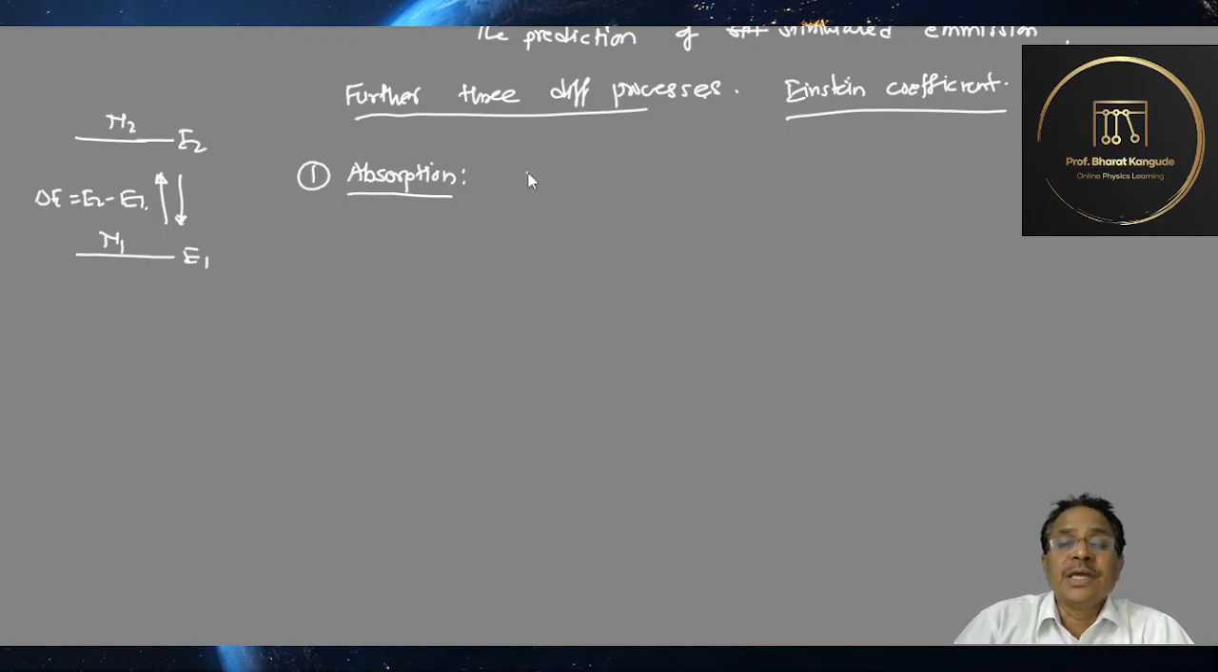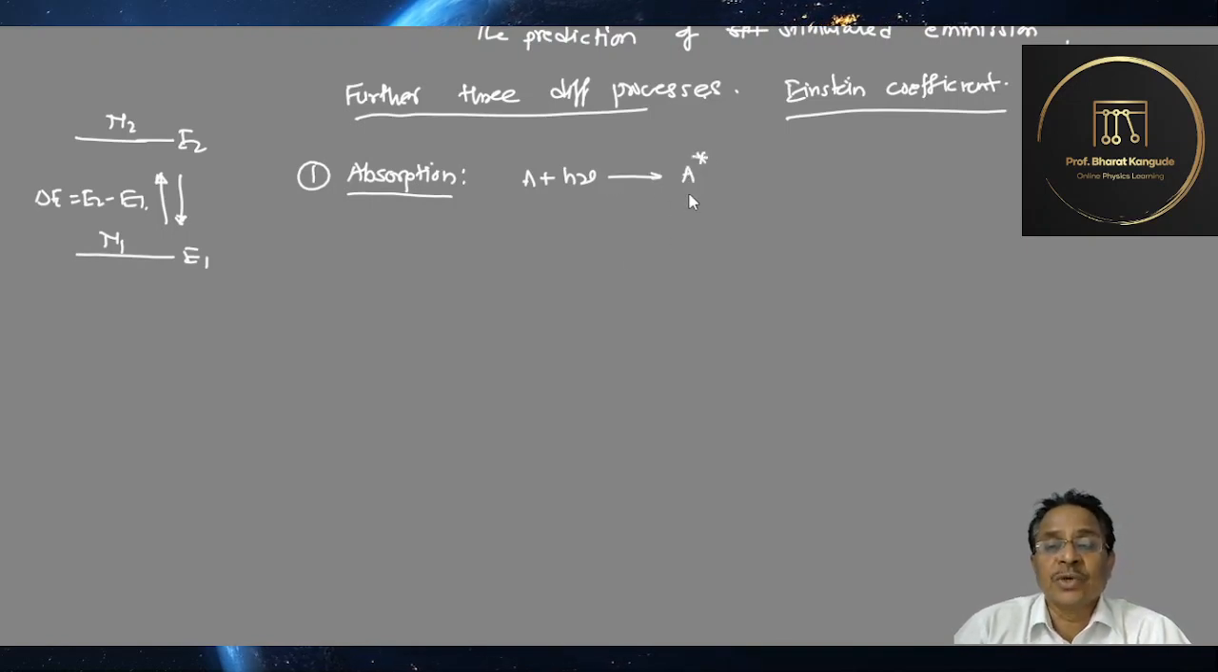So this A is the initial atom, and it absorbs energy h nu and goes into the excited state, A star. A star is shown as the excited state, A is the normal state, and h nu is the amount of energy that is incident here.